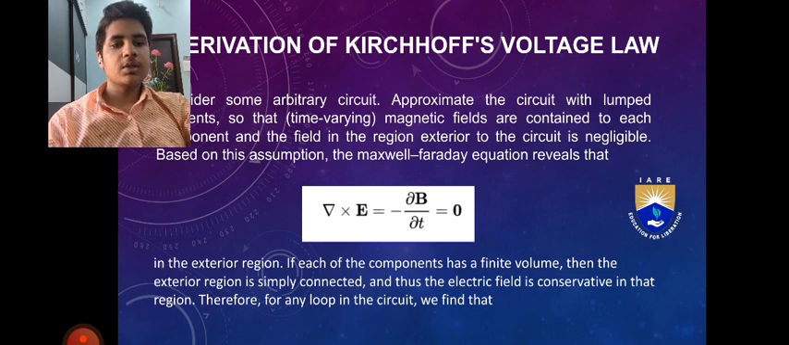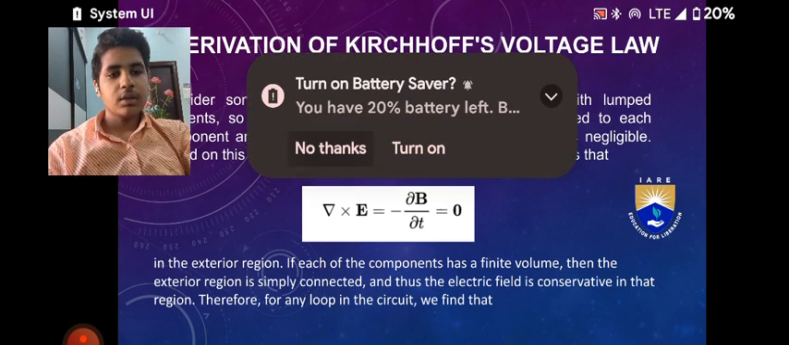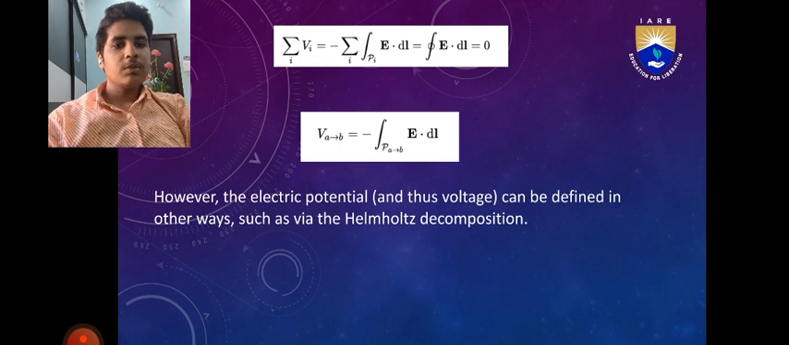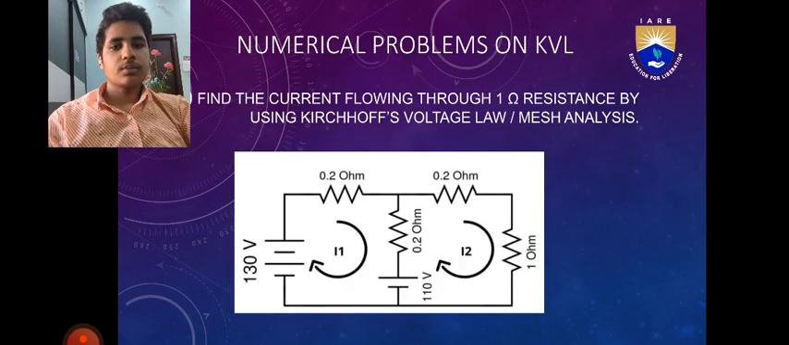Therefore, for any loop in the circuit, we find that sigma of Vi is equal to minus sigma of the integral of E dot dl, which is equal to the closed loop integral of E dot dl, which is equal to 0. Here V from A to B implies minus the integral of E dot dl. However, the electric potential and thus voltage can be defined in other ways such as Helmholtz decomposition.